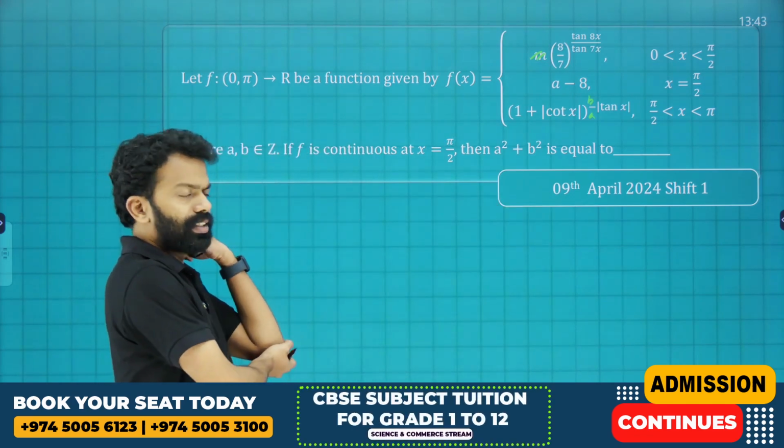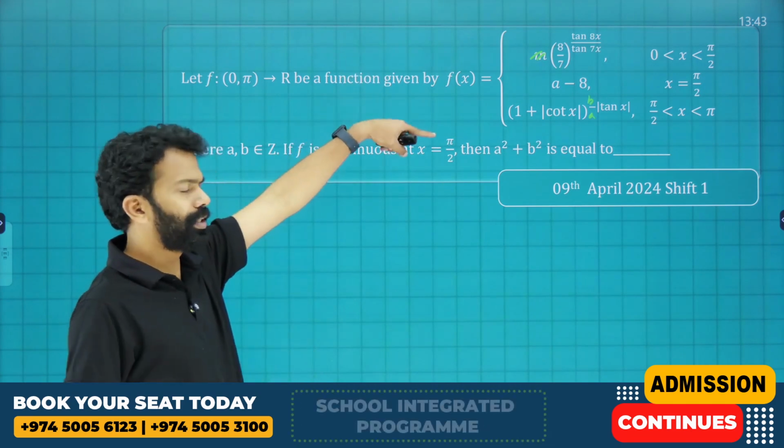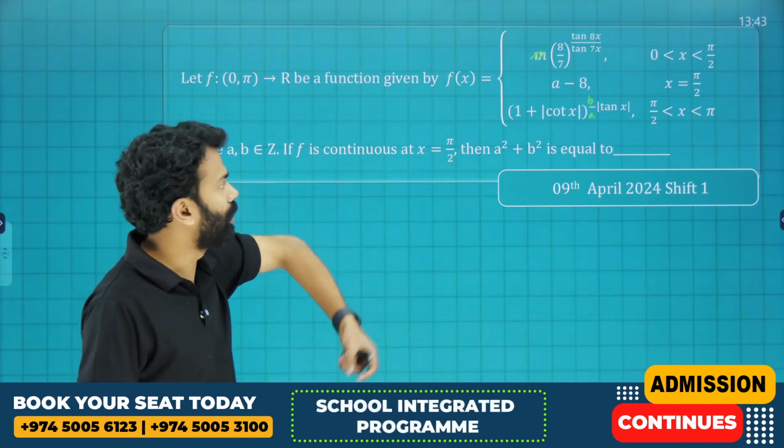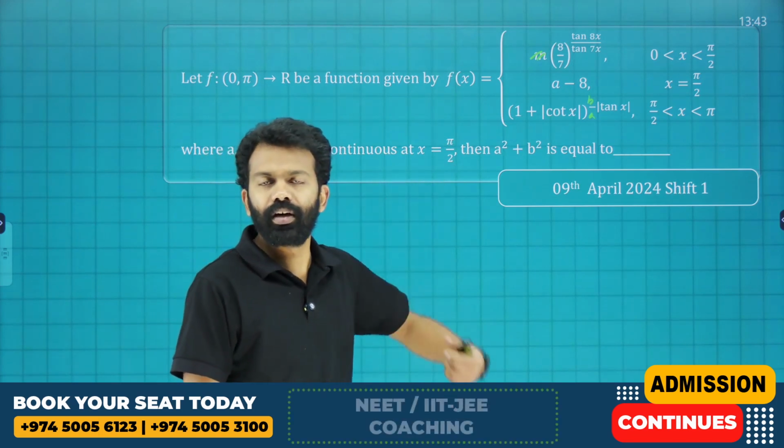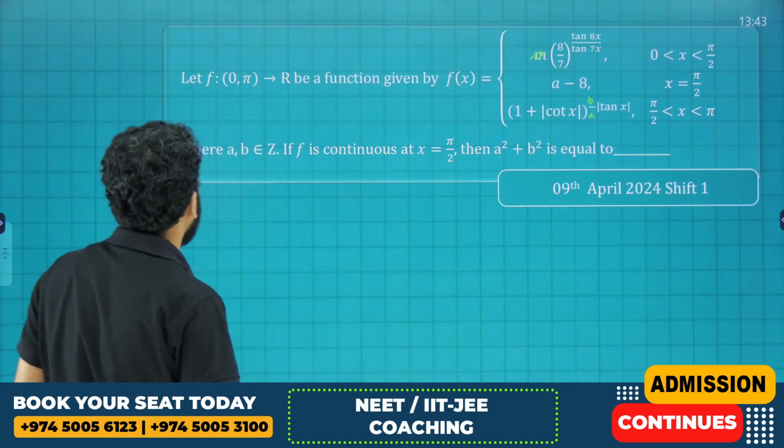A question which is exactly similar to the previous one. Only the function character is changed and everything else is the same. Therefore, we know that it is continuous at x = π/2. What is the corresponding condition then? The corresponding condition will be like this.